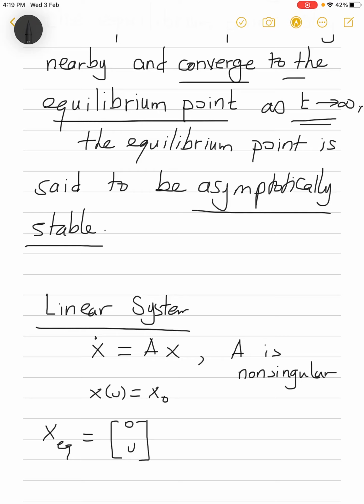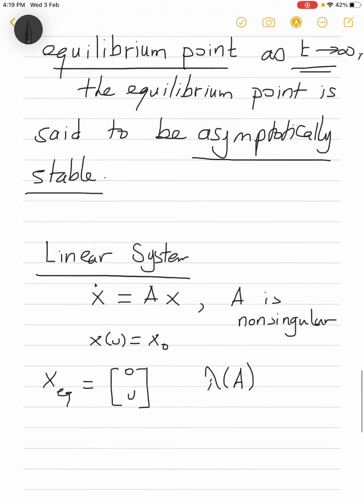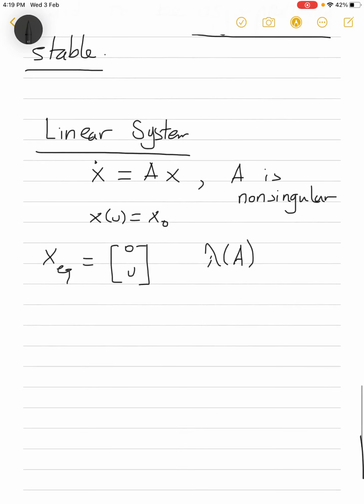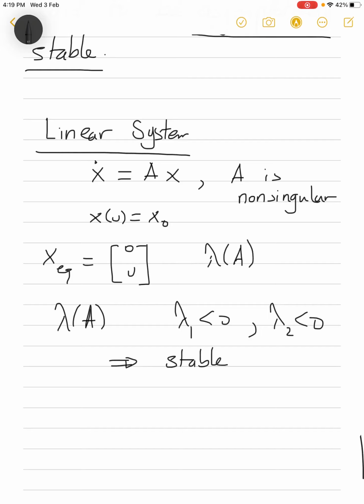The characteristic of the system, or the operating point in this case, will depend on the eigenvalues of the matrix A. So if we have the eigenvalues of A, which are lambda 1, say negative, and lambda 2, negative, we get what we called before a stable node.